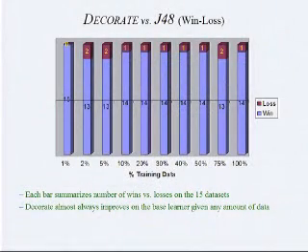So here is a summary of our results. This is basically Decorate compared to the base classifier. And what we see on the x-axis is increasing amounts of training data. And what each bar represents is the number of wins versus losses on all 15 data sets. So what we noted is that Decorate almost always improves on the base learner, given any amount of data.